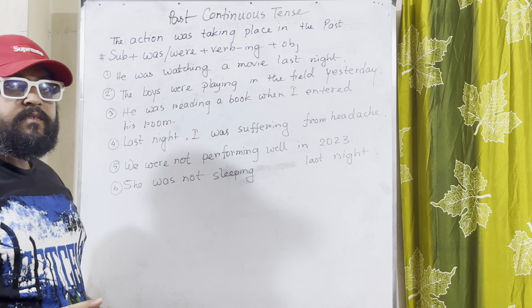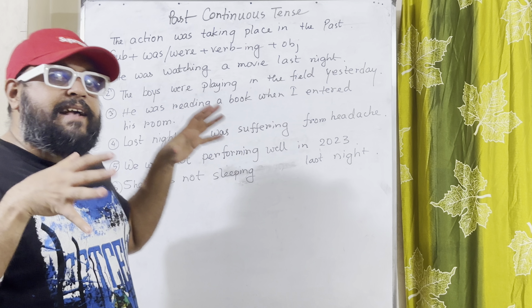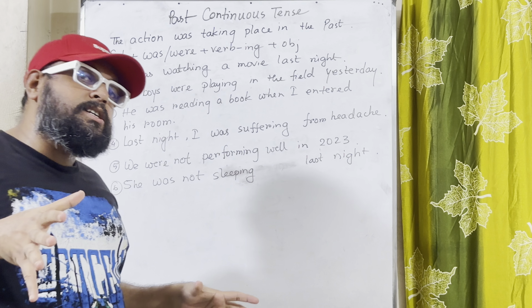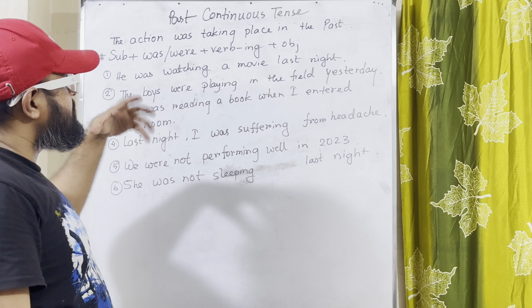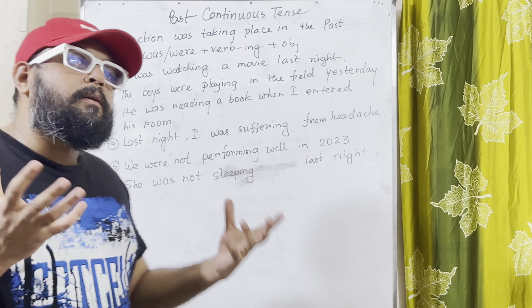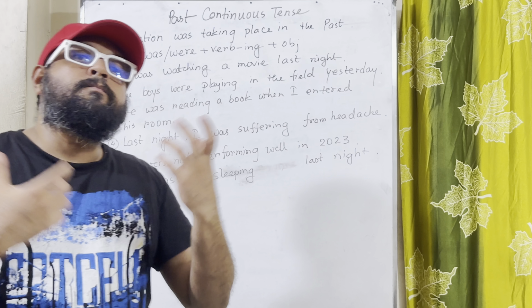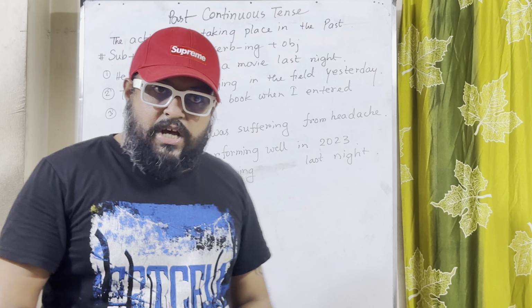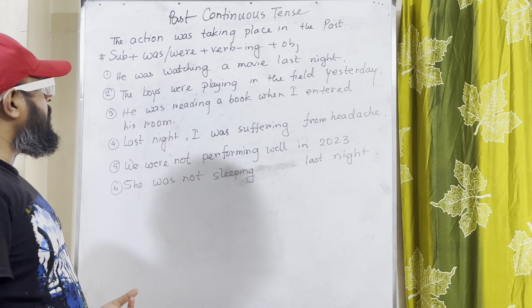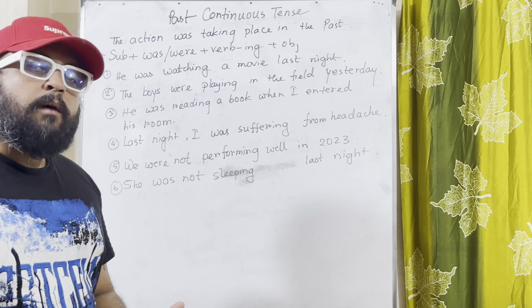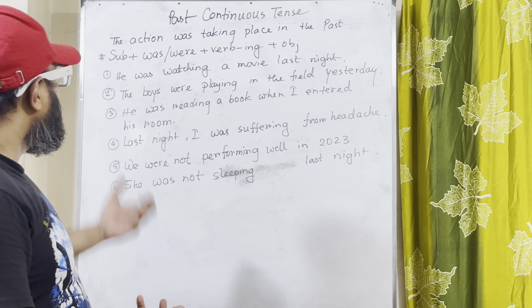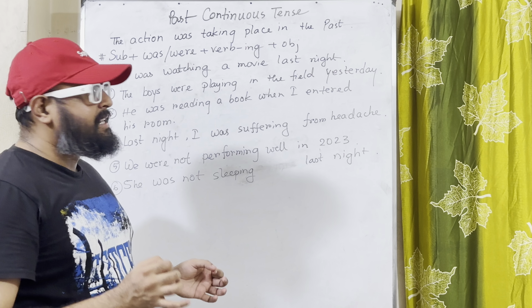So here are some examples, and these examples will explain in what situation you need to use the past continuous tense. Number one, suppose last night a person was doing an action and you need to mention this now at the present time. So you can use sentences like: He was watching a movie last night, or I was watching a movie last night. Number two: The boys were playing in the field yesterday.